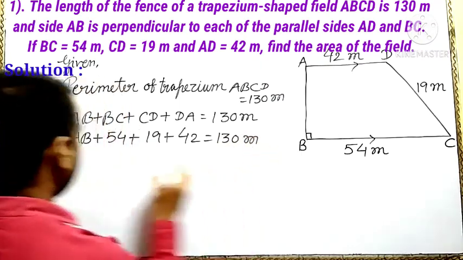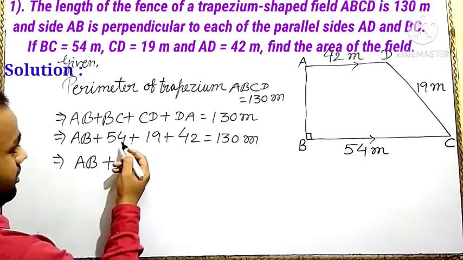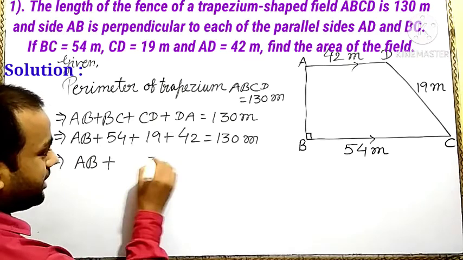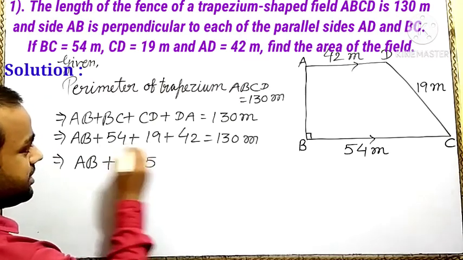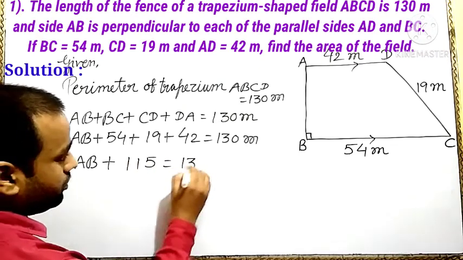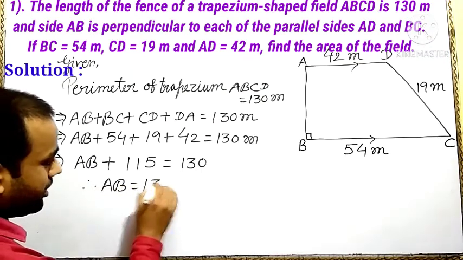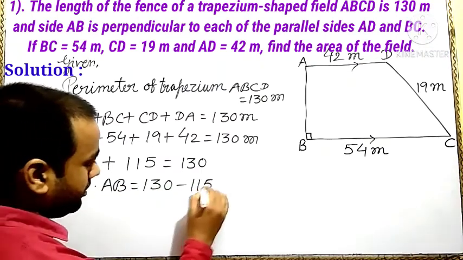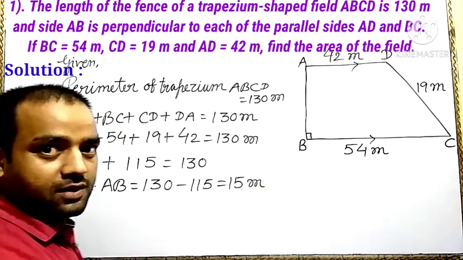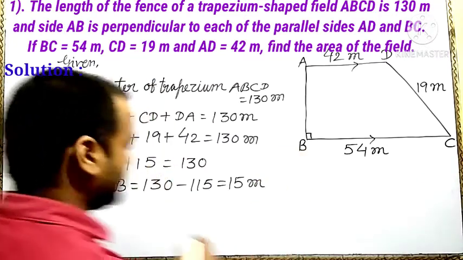Next we can write AB plus, here add 4 plus 9, 13, 13 plus 2, 15 carry 1, 1 plus 5, 6, 6 plus 1, 7, 7 plus 4, 11 is equal to 130 meter. Therefore, AB is equal to 130 minus 115. We get 15 meter. Is it clear? So lastly, we find area of trapezium ABCD.